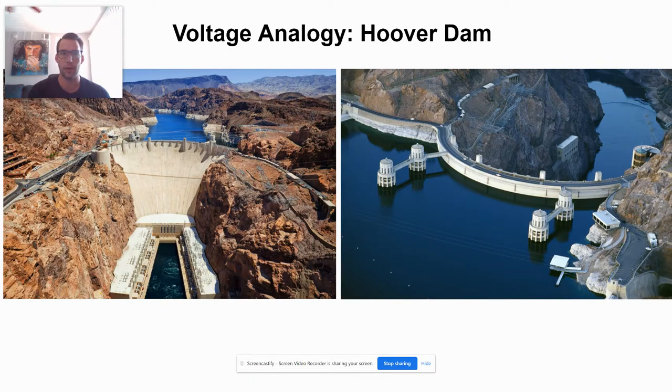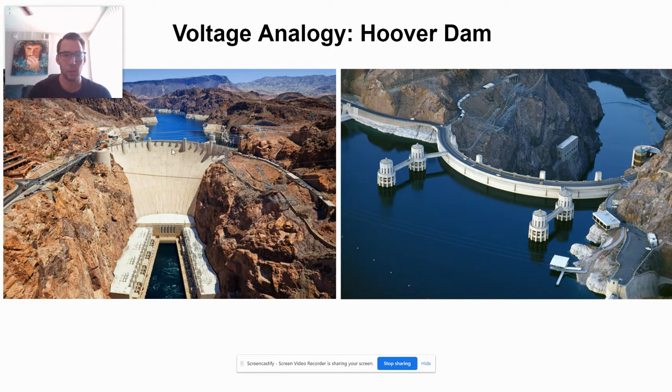So first we have voltage. Voltage is a difference between energy from one side to the other. So if we take a look at this dam, we see there's a lot of water here, a lot of water here, and not a lot of water here. So if this dam suddenly broke, we would expect that there's a bunch of water that's going to flood from this end through to this end. That difference in water on each side, that is what voltage is.